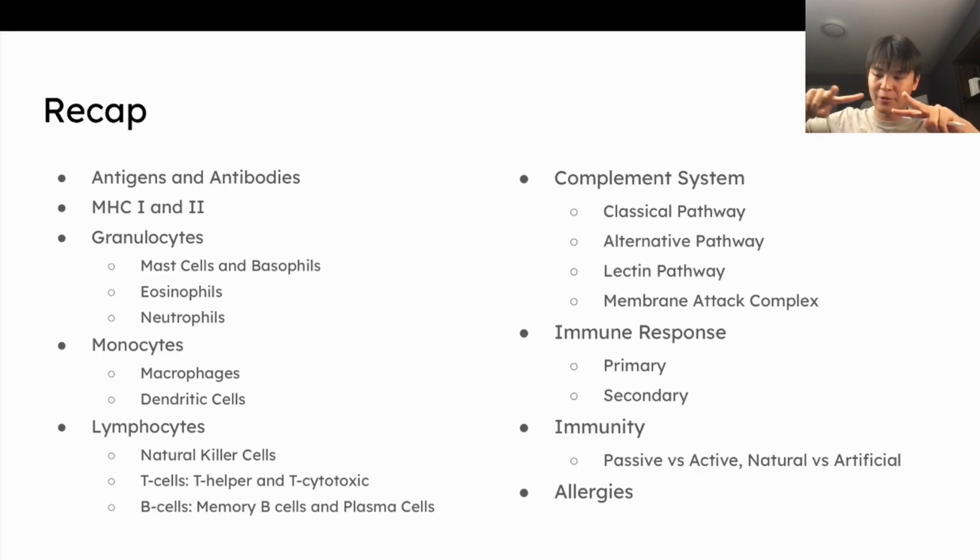He'll find the right B cell, the right B cell receptor. They'll meet, and then he'll cause the B cell to proliferate and differentiate into memory B cells and plasma cells. Remember, memory B cells act like memory; they'll be chilling in the bloodstream, ready for the next infection if it comes. Plasma cells, on the other hand, will release antibodies.